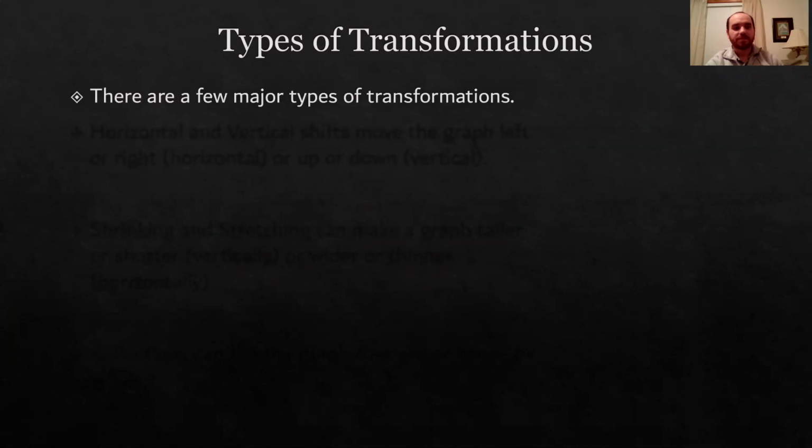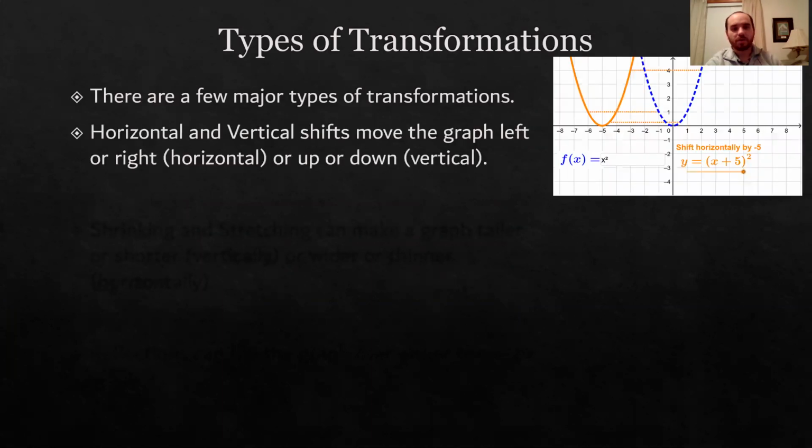There are a few major types of transformations that we're going to talk about. Horizontal and vertical shifts, as you can see here, move the graph from where the parent function would be; in this case, it moved left. So horizontal shifts go left or right, vertical shifts go up or down, but they don't change the shape of the graph, or the width of the parabola arms.